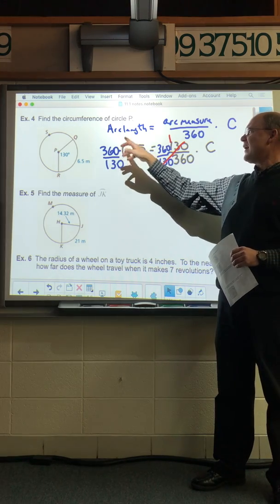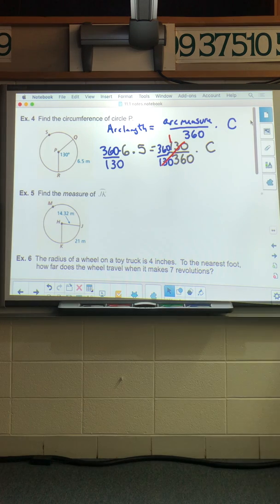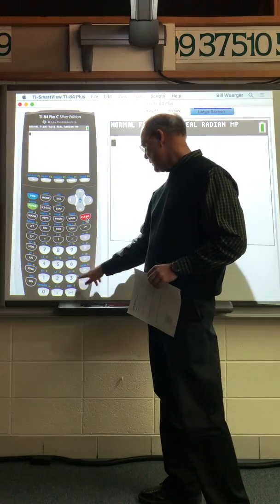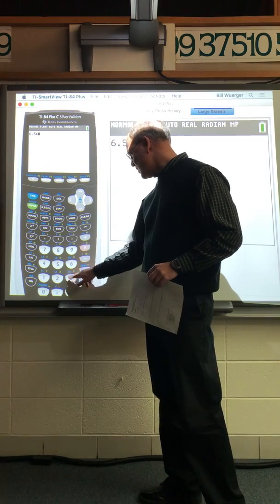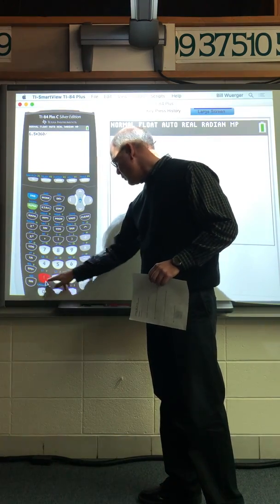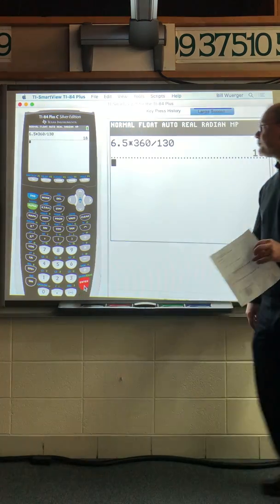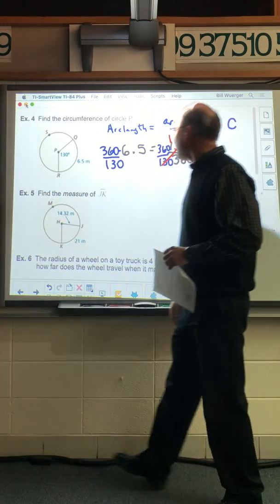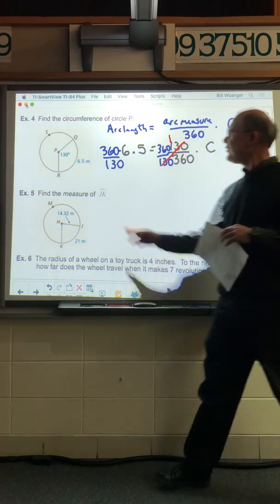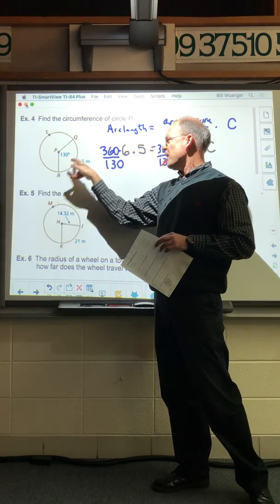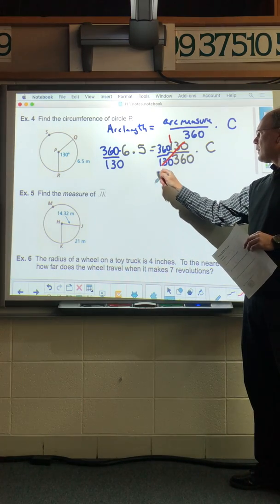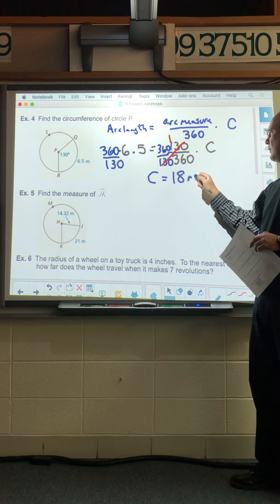So we're going to do 6.5 times 360 divided by 130. And we get 18. Okay, so the circumference of this entire circle, if that arc is 6.5, then the entire circle is 18 meters.